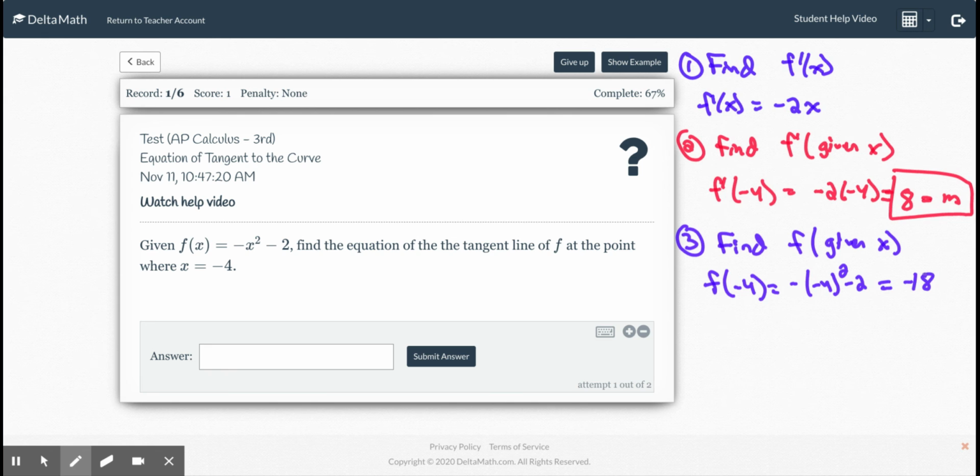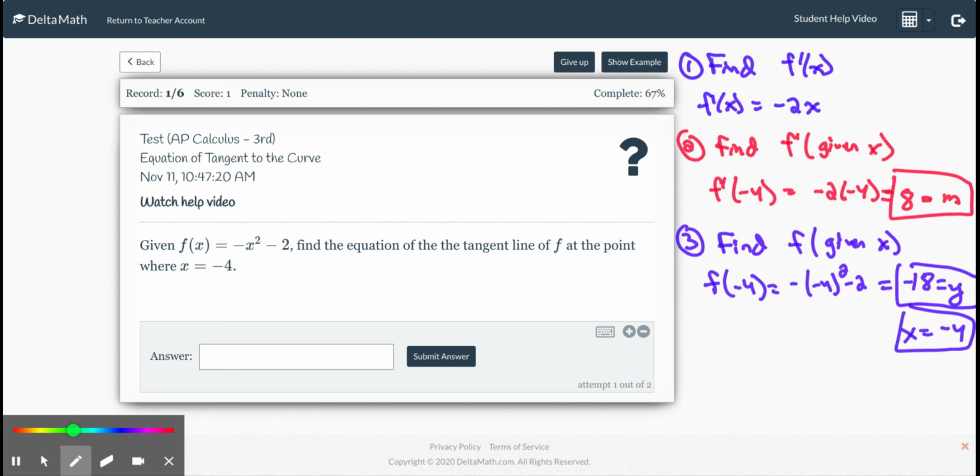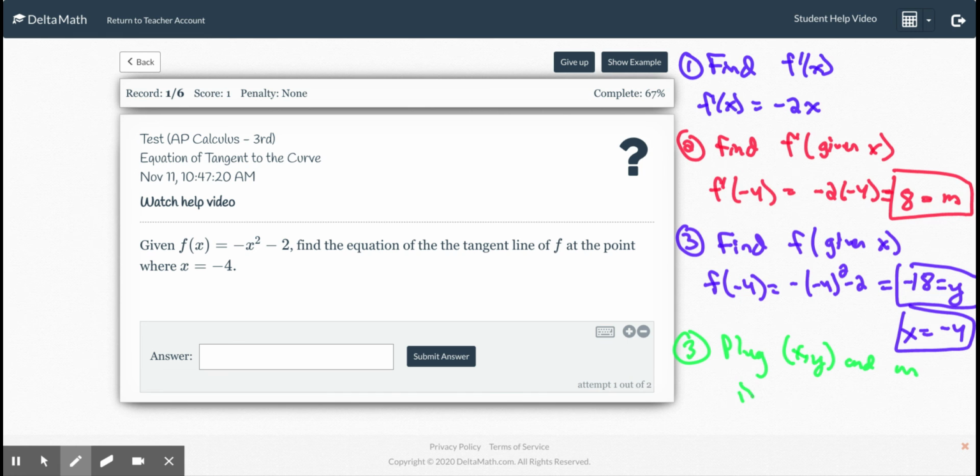So that is our y coordinate. So we got an m, we got a y, and we got a given x. Our x was negative 4. So we got the 3 pieces of information we need to write an equation. So we're going to plug our x and our y, so it would be x comma y, and m into y equals mx plus b.